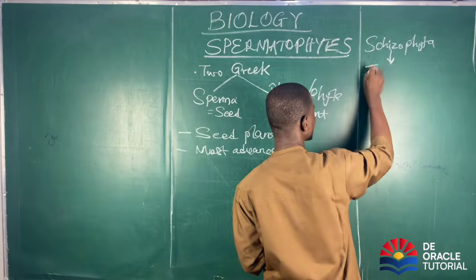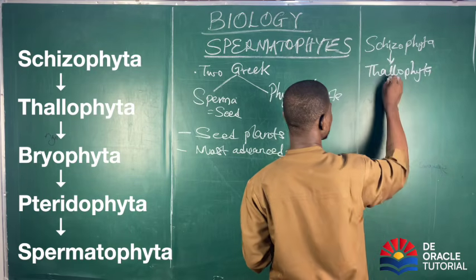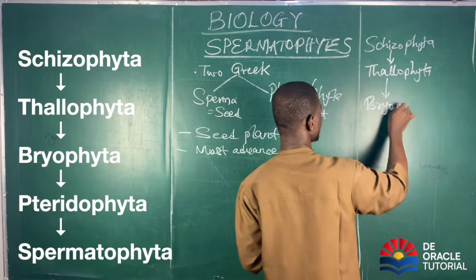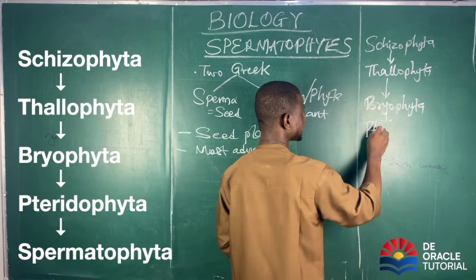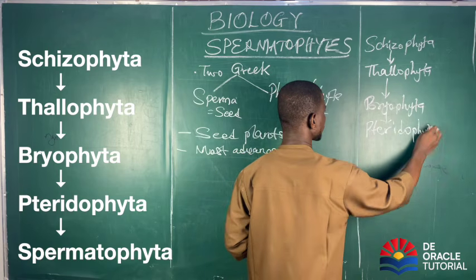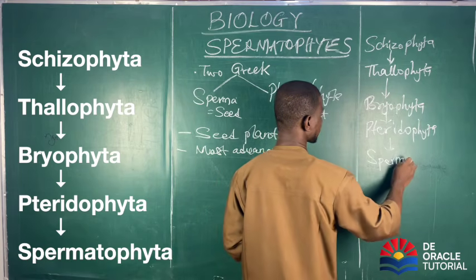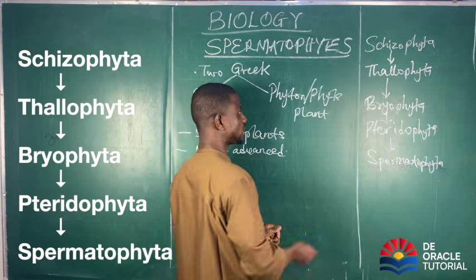The next one is the talophyta. The next one is the bryophyta. The next one is the pteridophyta. The next, finally, we have the spermatophyta. So these are different groups of the plant kingdom.